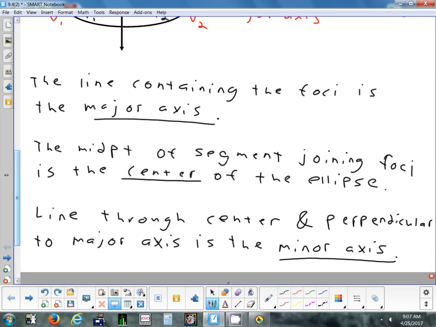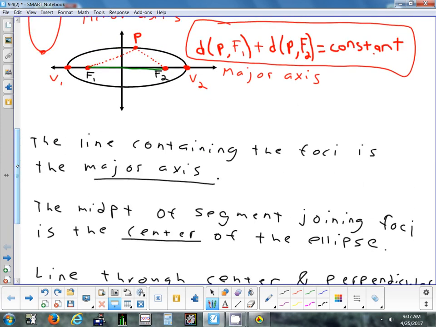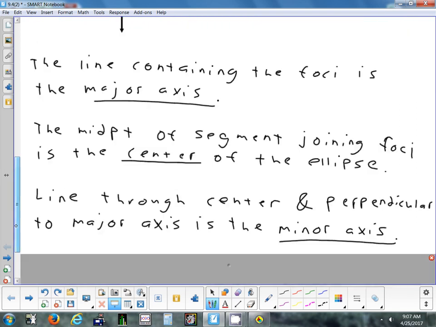If you draw a line through the center and perpendicular to the major axis, that's the minor axis. If I just go back up a little bit, there's your center. Draw a line right through the center, perpendicular to the major axis. That's your minor axis. Okay. Simple way to remember, the minor axis goes the short way. Major axis goes the long way.